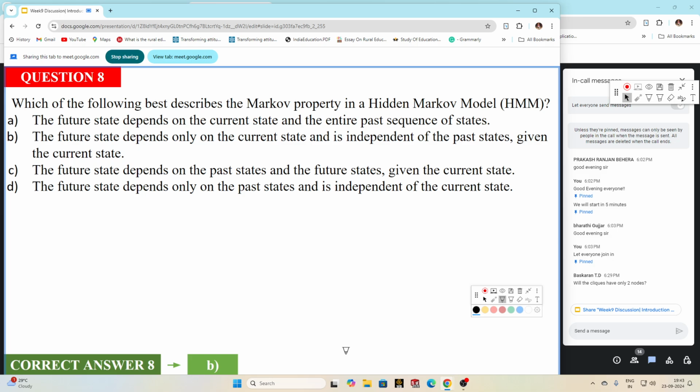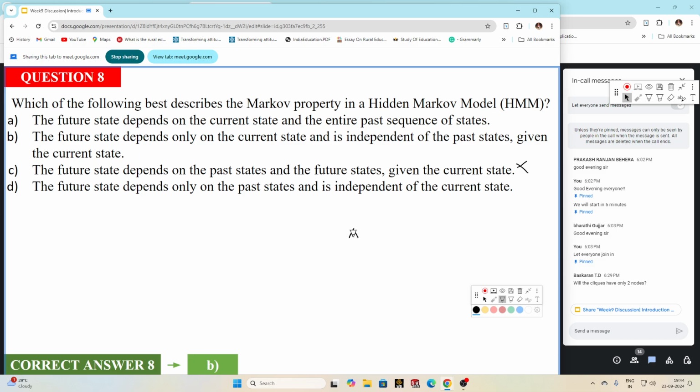Which of the following best describes the Markov property of the hidden Markov model? The future state depends on the current state and the entire past sequence of states. The future state depends only on the current state and is independent of the past state given the current state. The future state depends on the past state and future state given the current state. The future state depends only on the past state and is independent of the current state.